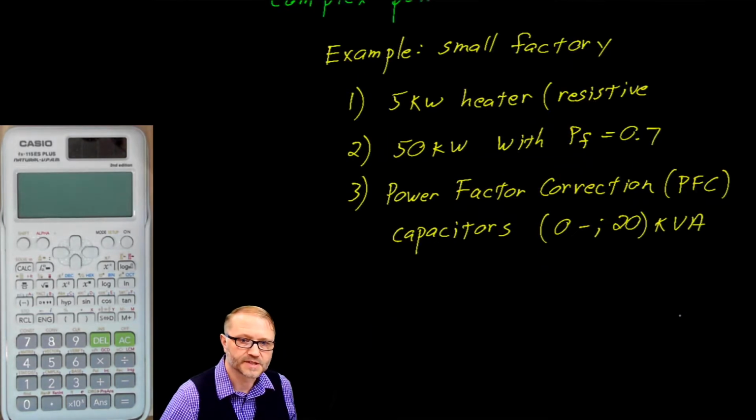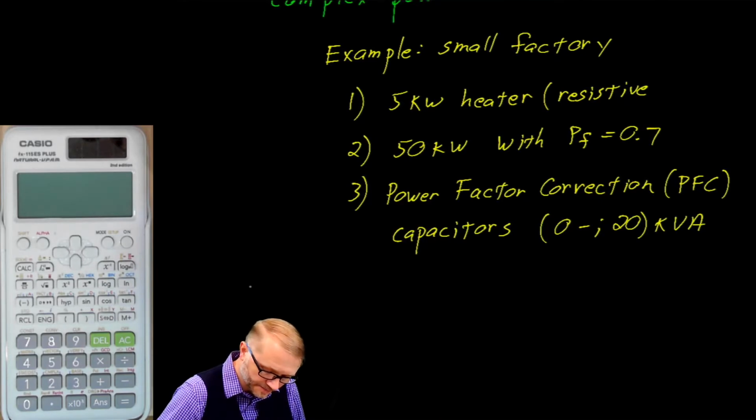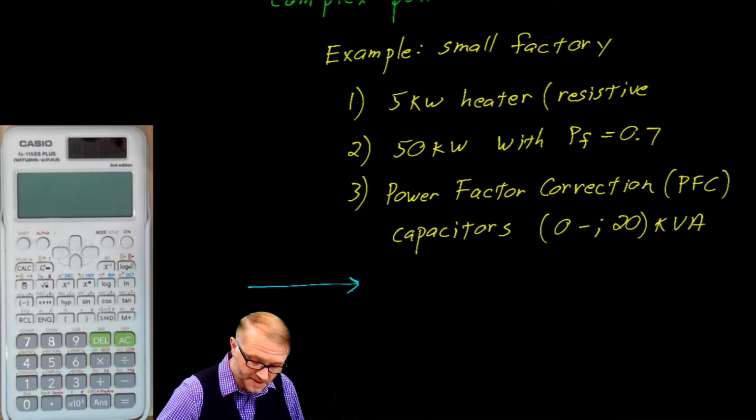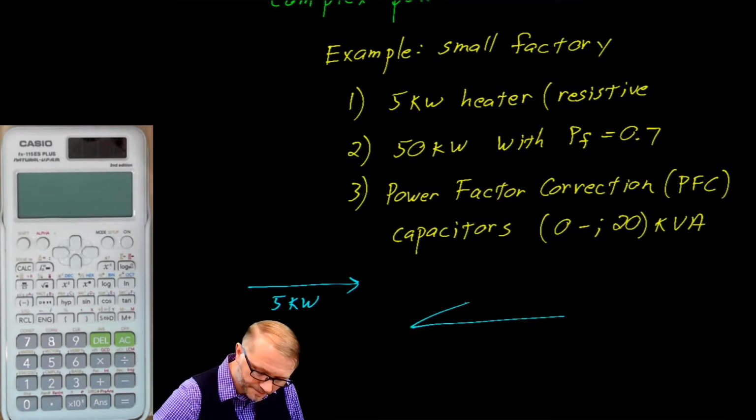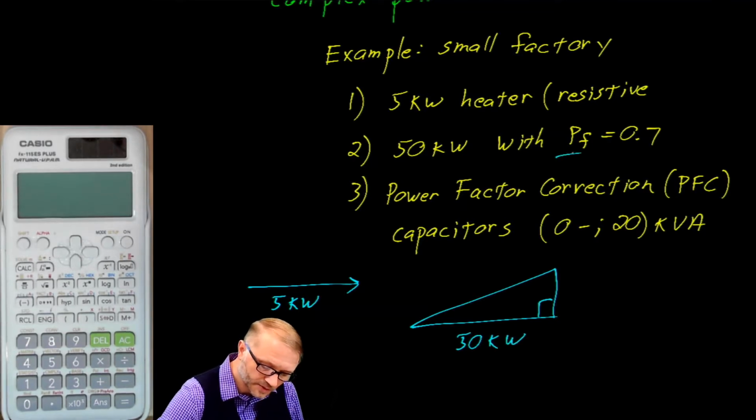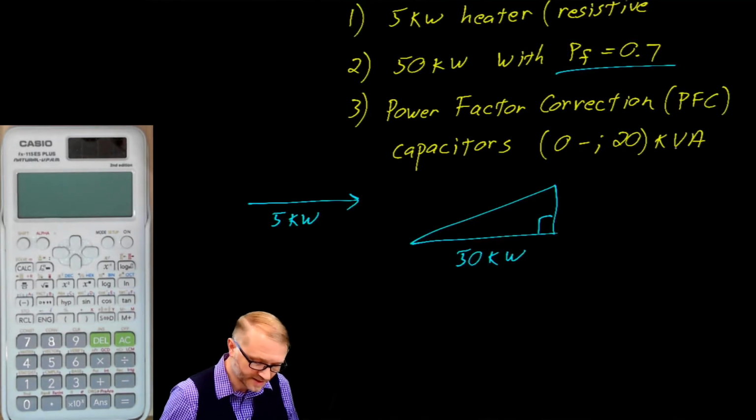Your opening move for this problem is to present the power triangle for each load. The first one is very easy. Since it's just a resistor, this will be 5 kilowatts. Again, all real at an angle of 0 degrees. The second one takes a little more work. We're told that this has 50 kW of real power, and we're told the power factor is 0.7.